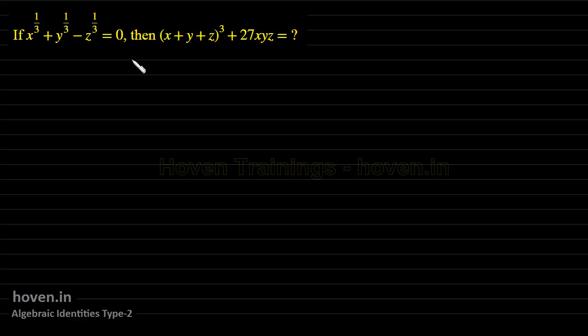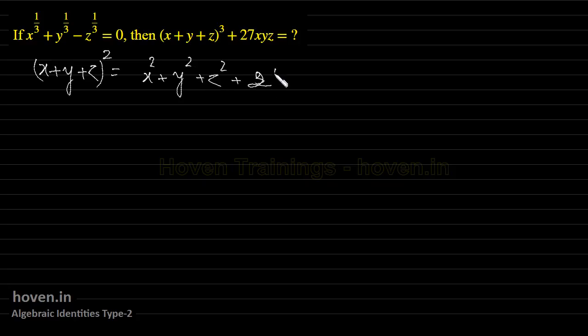This is our first question. But before I take up this question, let me take a review of the formulas that will be of help to us. One formula that we already know is (x + y + z)² = x² + y² + z² + 2(xy + yz + zx). This is one formula that we know already.